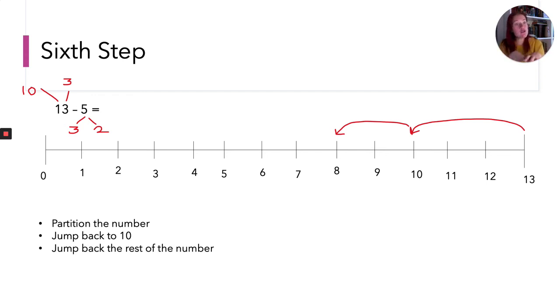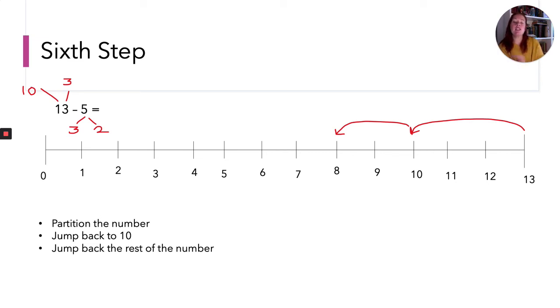If you are struggling with that, don't do this step. Go back and work on the partitioning of your teen numbers into 10s and 1s. For example, 15 is partitioned into 10 and 5. So 1 10 and 5 1s. 19 is partitioned into 1 10 and 9 1s. Okay, so if you are struggling with that, don't do this step. Practice that first and then come to this step. However, if you're comfortable with that, move on to this sixth step.